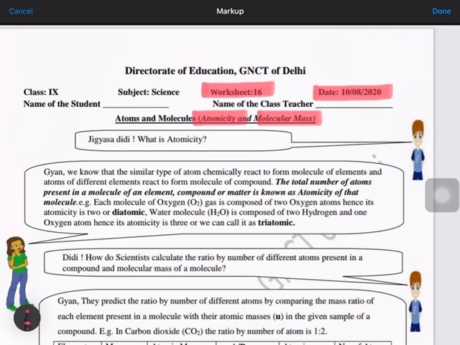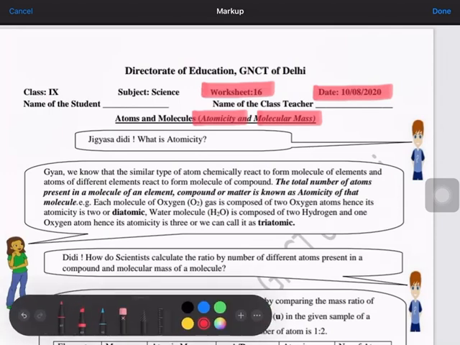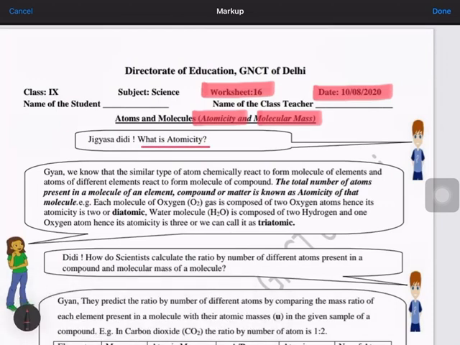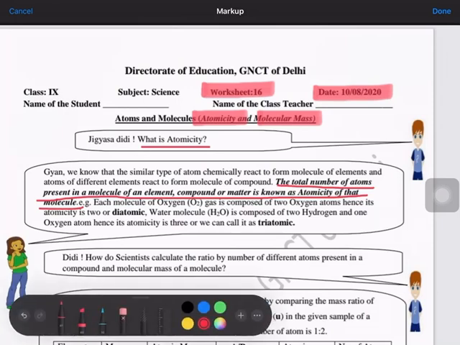So here Gyan is asking his sister what is atomicity. Atomicity is the total number of atoms present in a molecule of an element, compound or matter. You have to remember it very simply: for any molecule or compound that is given, you have to count the total number of atoms.